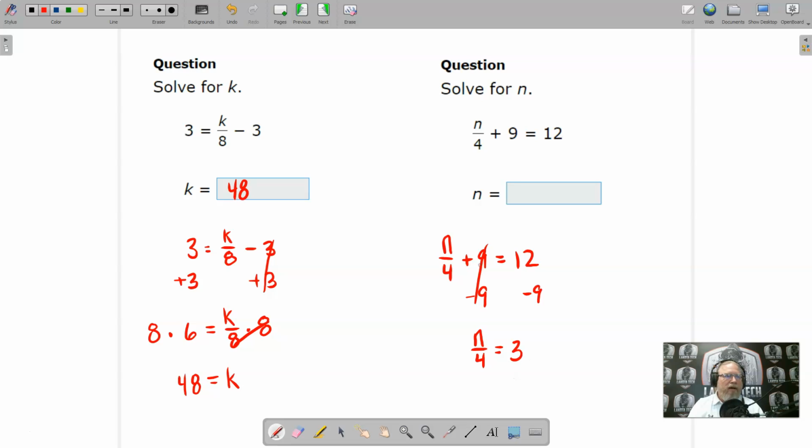One more step to go. We did the first step. Now let's do the second step. So I'll multiply by the denominator. What I do to one side, I do to the other. These 4's will cancel each other, leave me with n. And 3 times 4 is 12. This time we have a positive 12 for a solution. n equals 12.